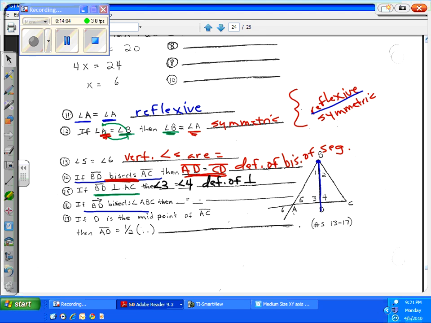Ray BD bisects angle ABC. A bisector is a ray that divides an angle into two equal adjacent angles. So what we get out of that is that angle 1 is equal to angle 2. There's the word angle bisector. There's what we get out of it. And so we say definition of an angle bisector.